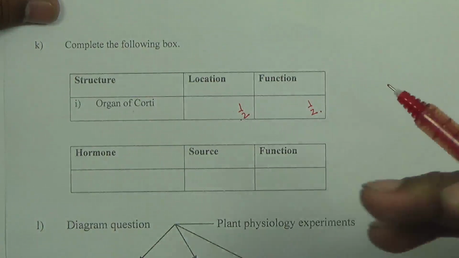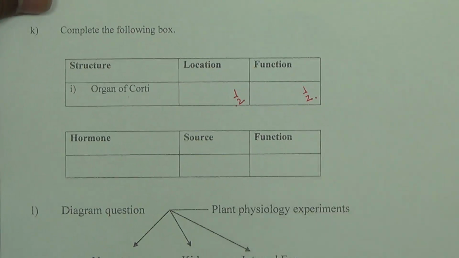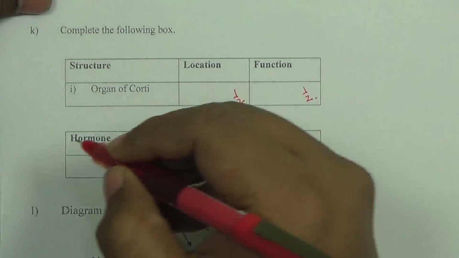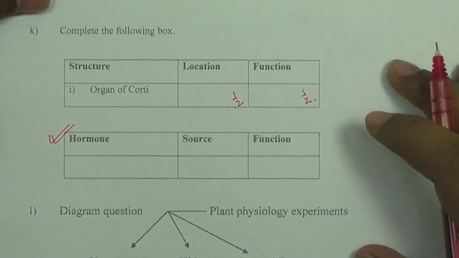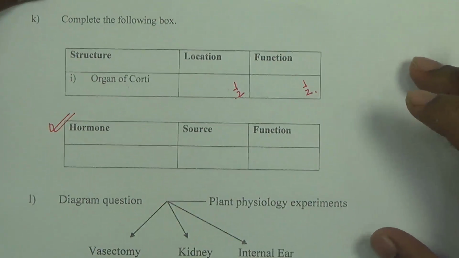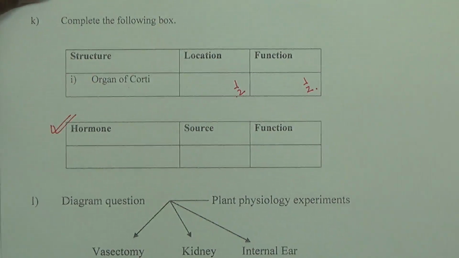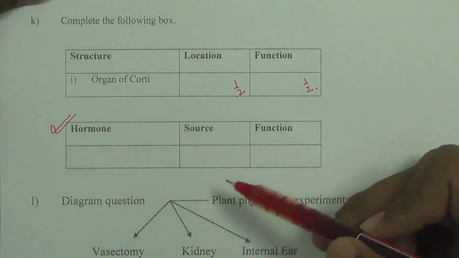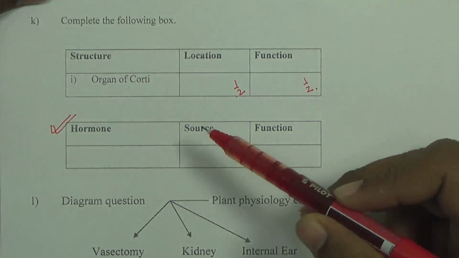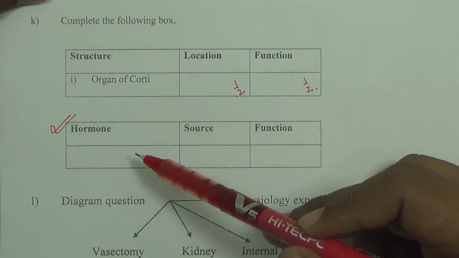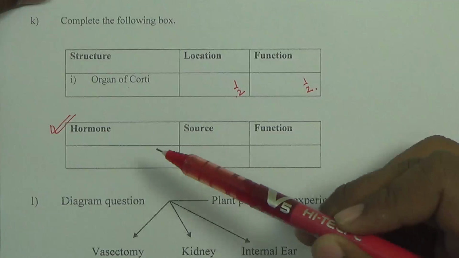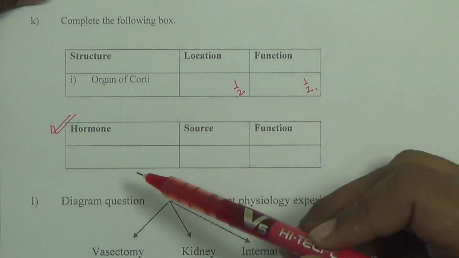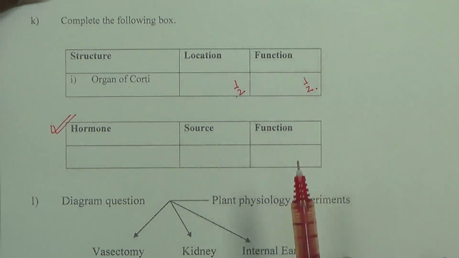Another type of complete the following box, a really important one, which is ICSE's favorite, is hormone. Straight one question you will get from the endocrine system. They will give you a list of 5 hormones. You have to write the source and their function. Or they might also not give you the name of the hormone. They'll just write the source and the function, and you have to name the hormone. So you have to learn it either way, right?